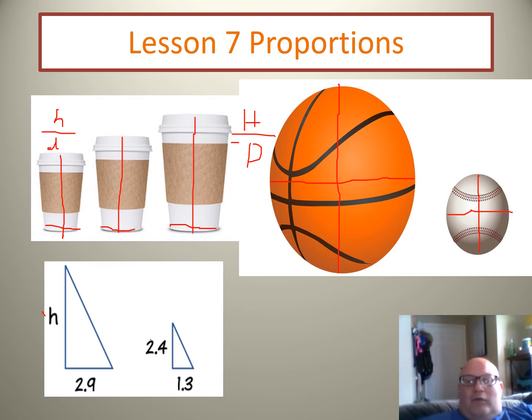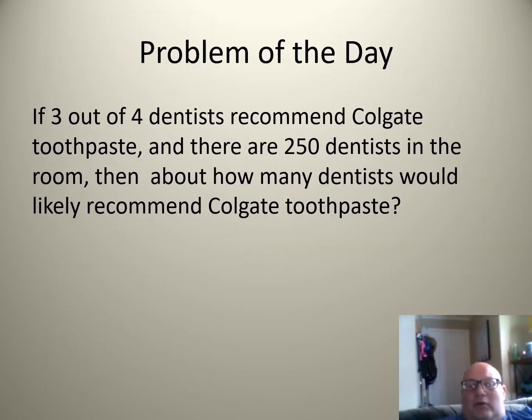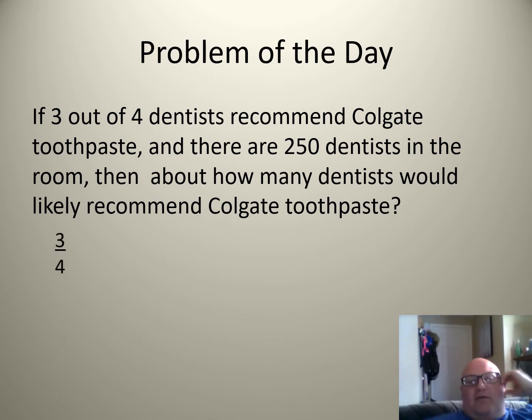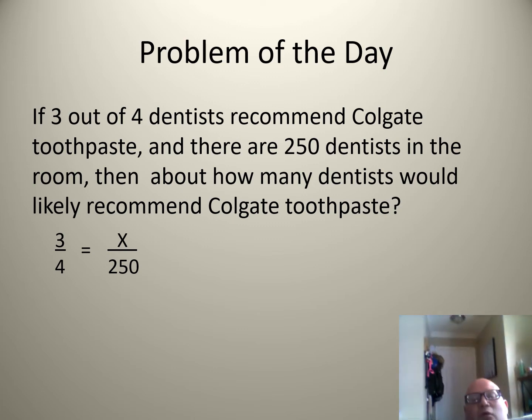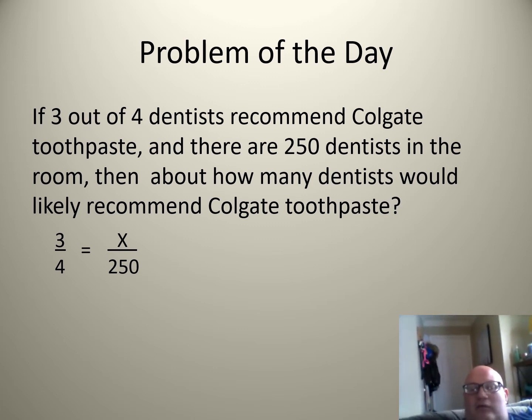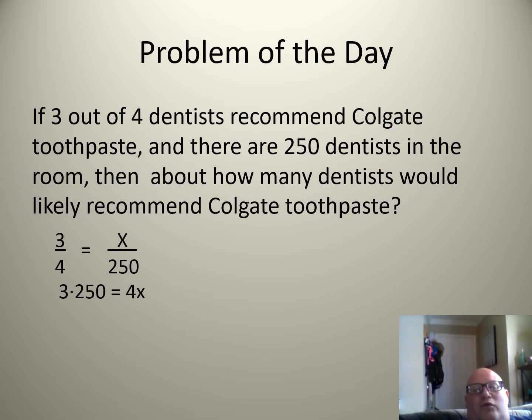So let's move on. Three out of 4 dentists recommend Colgate. So 3 dentists out of 4 total. It wants to know if there's 250 dentists total, how many would recommend it. So that's a number divided by 250. At that same rate, 3 out of 4 is equal to what over the total 250. So just do what's called cross product. So 3 times 250 equal to 4 times x.